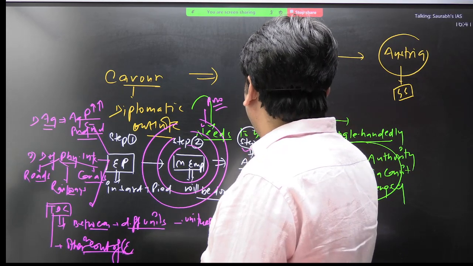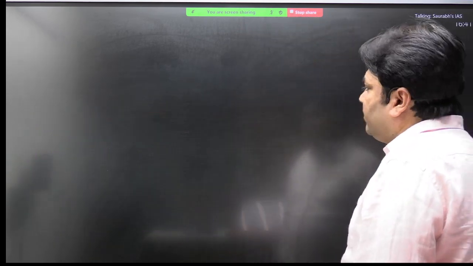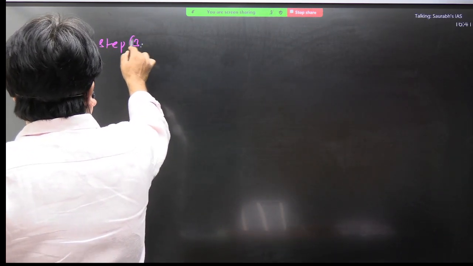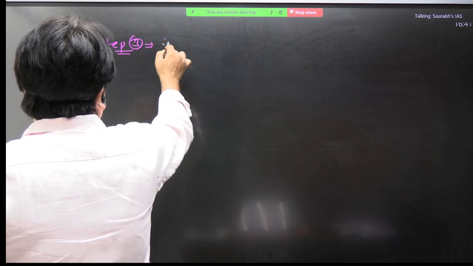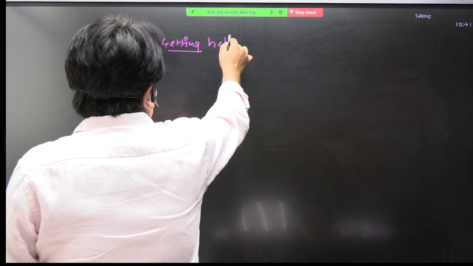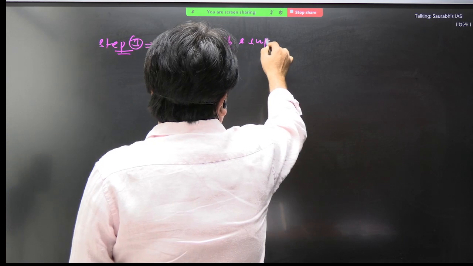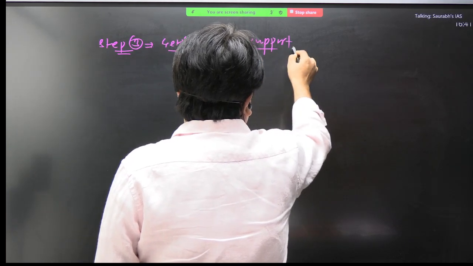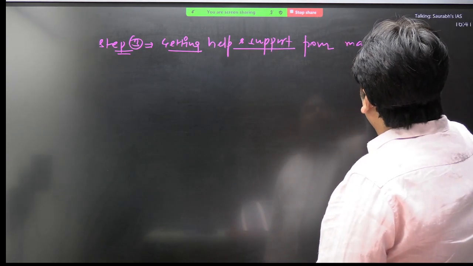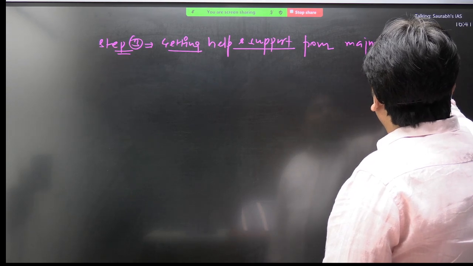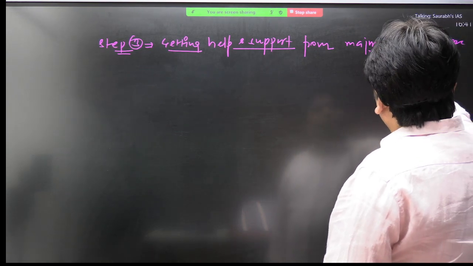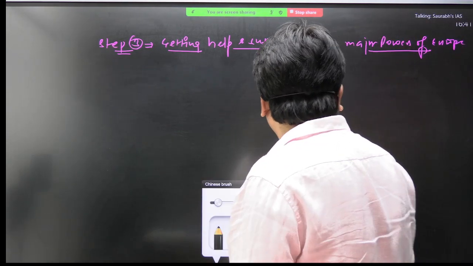Now the third step, and this third step is very interesting. Write this, step number 3. What is the step number 3? Getting help and support from major powers of Europe. And here what you need?